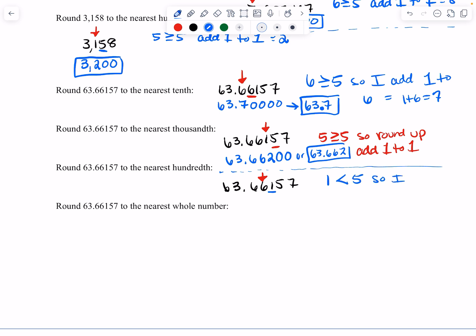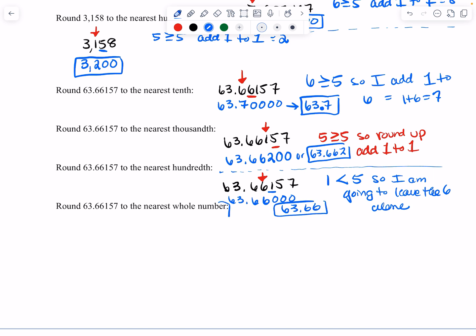So I am going to leave the 6 alone. Okay, we're going to leave it alone. So this becomes 63.66. And again, you can put those zeros in, or we can just rewrite this as 63.66.